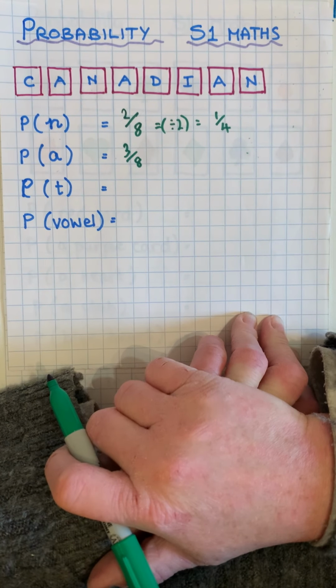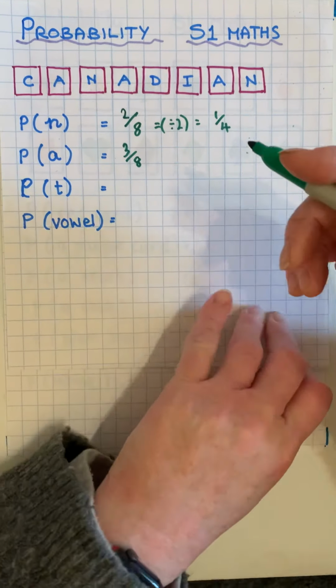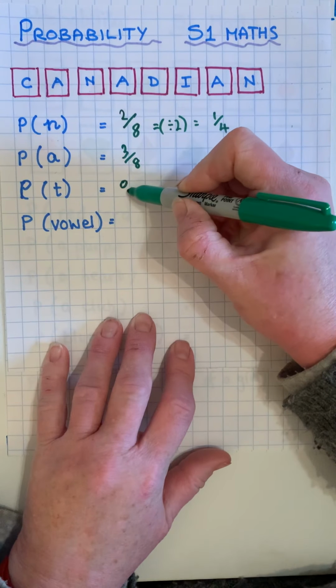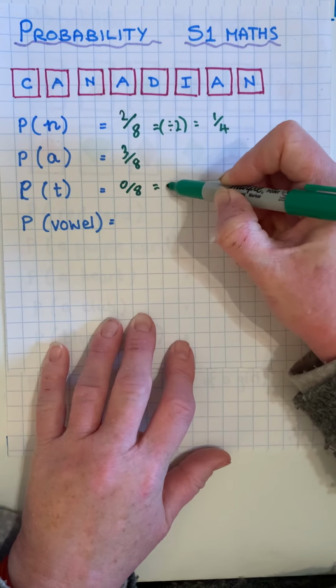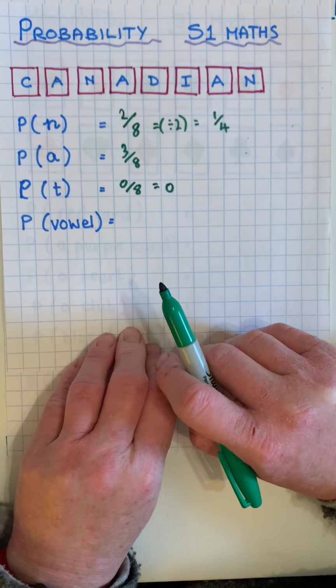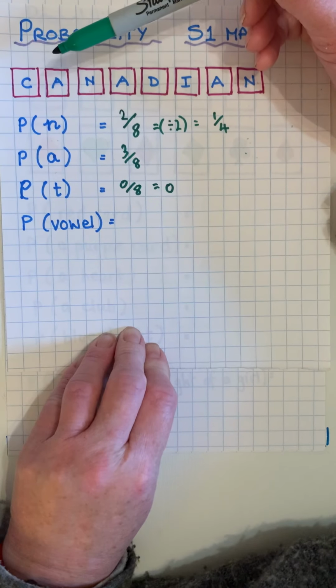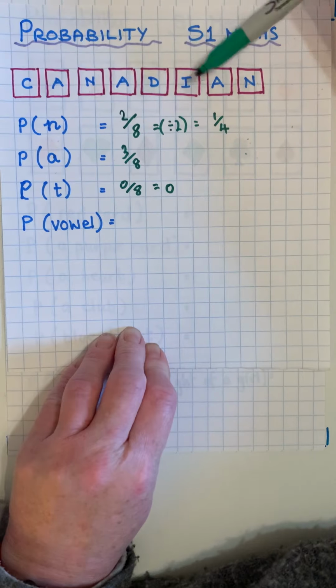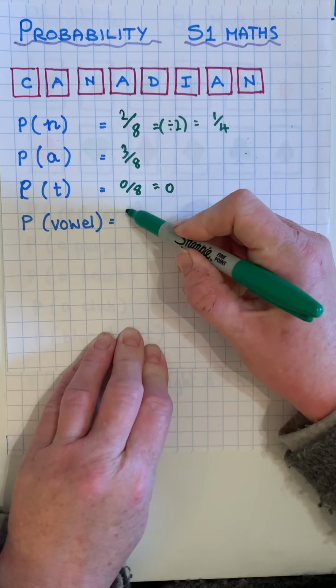What is the probability I will choose the letter T? Well, there are no T's, so that's 0 out of 8. That's just 0. What is the probability I will choose a vowel? Vowels are the letters A, E, I, O, U, and I've got 1, 2, 3, 4 vowels in Canadian.